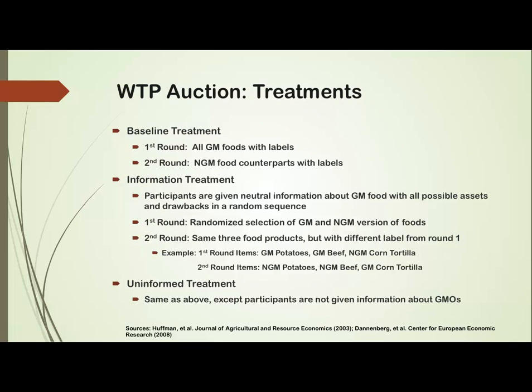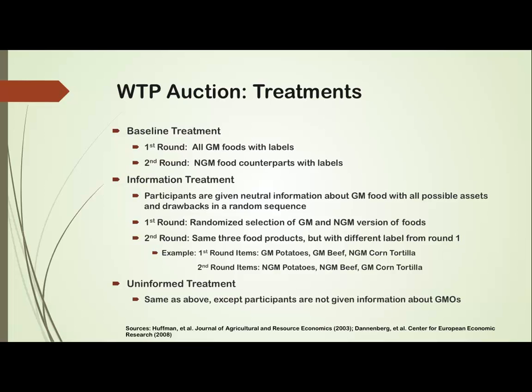Second, willingness to pay treatments. The baseline treatment. First round, all GM foods with labels get bid on. The second round, all non-GM food counterparts with labels get bid on. Second treatment, information treatment. Participants are given neutral information about GM food with all possible assets and drawbacks in a random sequence. The first round, randomized selection of GM and NGM versions of food. The second round, same 3 food products with different label from first round.